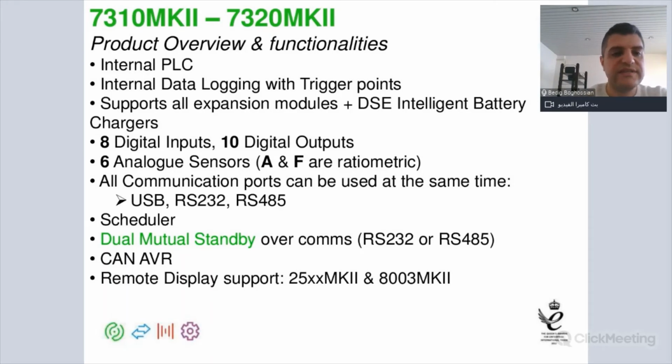Next, the 7310, 7320 Mark II. It's very similar to the 61 Mark III, but with additional features. And what are the additional features? It has more digital outputs. It has more analog inputs. So you have 6 analog sensor inputs. Again, it has 2 ratiometric inputs.